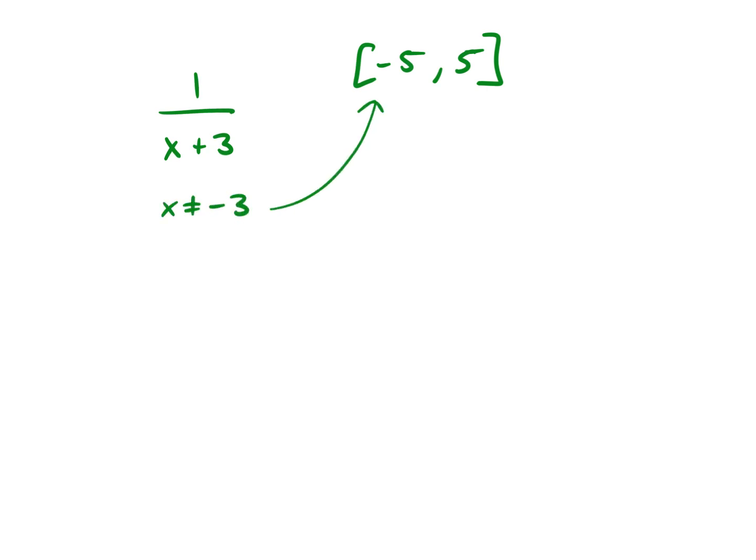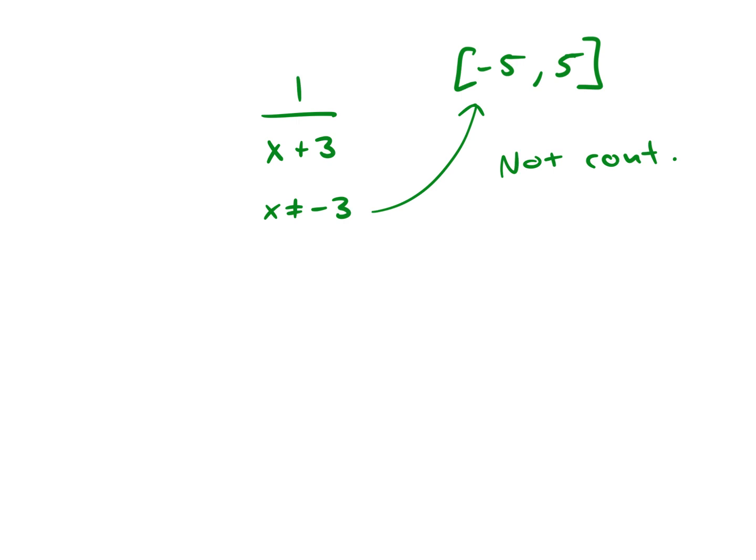So let's say our question was 1 over x plus 3 on the interval from -5 to 5. So we know that x cannot equal -3. Since -3 is in the interval, this would not be continuous. But if our interval was from 0 to 5, it would be continuous on that interval.